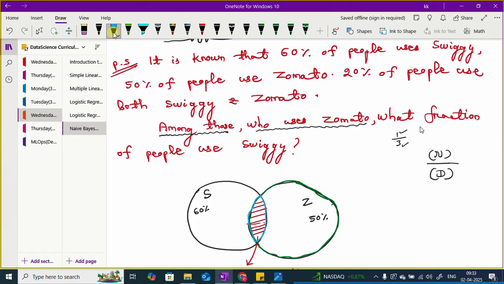Now, when I'm saying what fraction, no doubt I have to take some numerator value and some denominator value. Which part do I take as the numerator, and which as the denominator? It says among those who use Zomato, so the bigger one is Zomato, this bigger circle. Zomato I will take in the denominator. That is probability of Zomato. Okay, fantastic. What fraction of people use Swiggy? Swiggy means who is in Zomato but also present in Swiggy. That means probability of Swiggy intersection Zomato. Are you getting my point, guys?